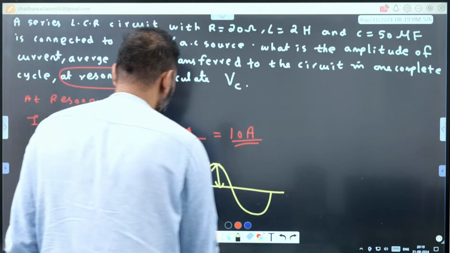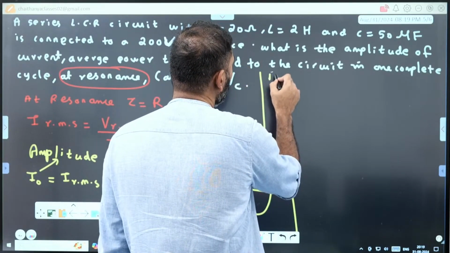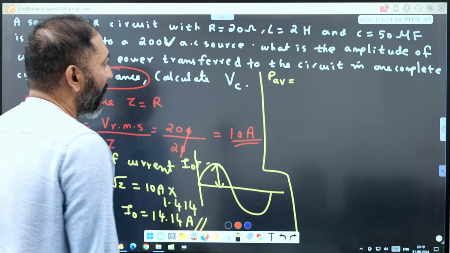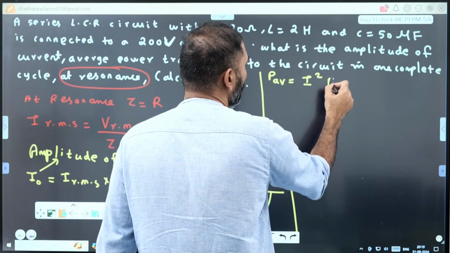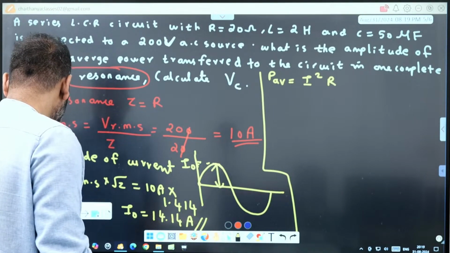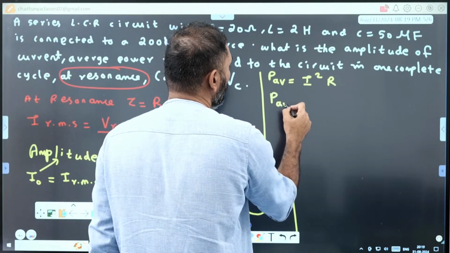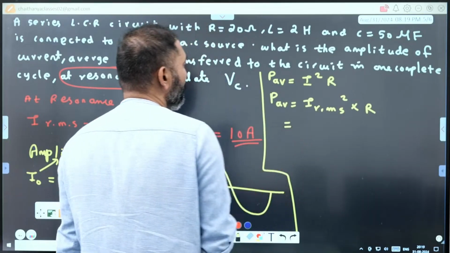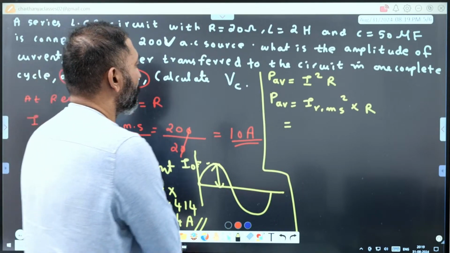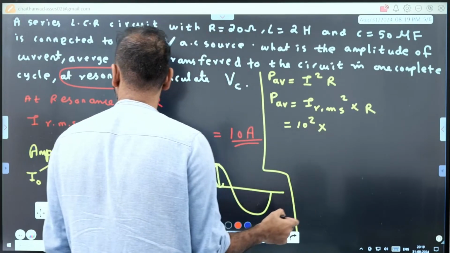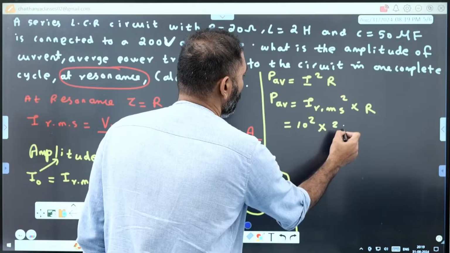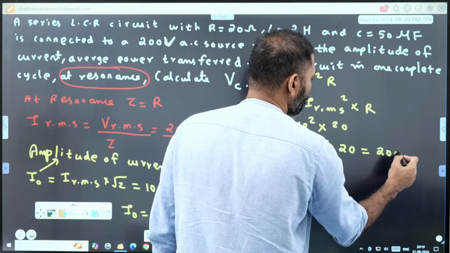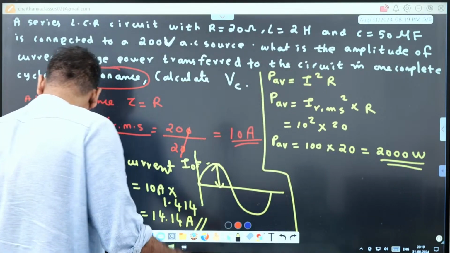Next is the average power. What is the formula for average power? Power equals I squared R. Since we are finding average power, instead of I squared I can write IRMS squared into R. IRMS is 10, so 10 squared into the resistance 20. 100 into 20 is 2000 watt, the average power consumed.